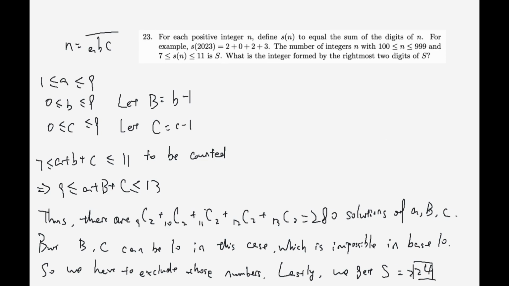Thus, there are 9 choose 2, plus 10 choose 2, plus 11 choose 2, plus 12 choose 2, plus 13 choose 2 solutions of A, big B, and big C. But in this case, big B and big C can be 10, which is impossible in base 10. So we need to exclude those numbers. Lastly, we get S is equal to 224.